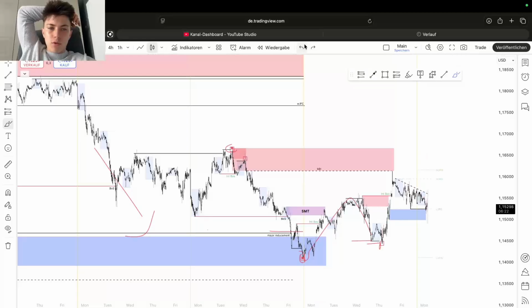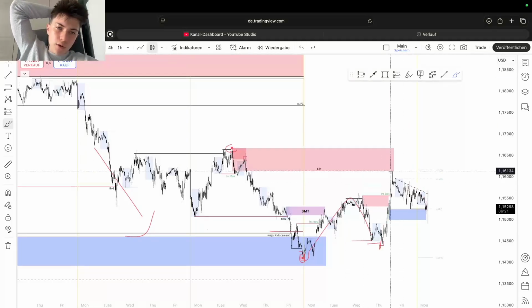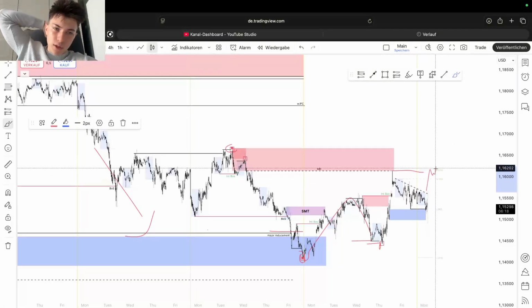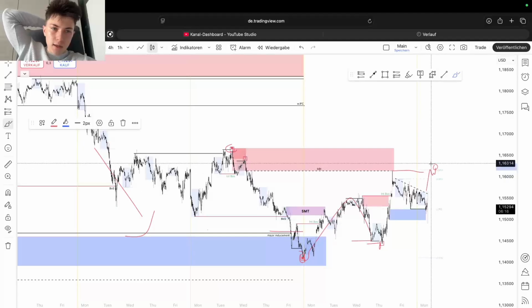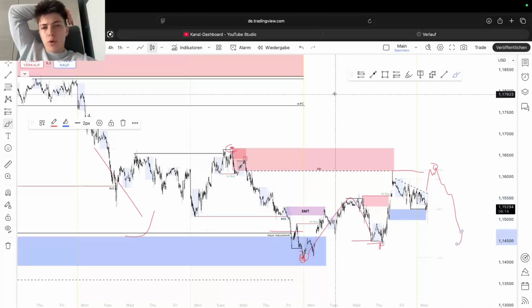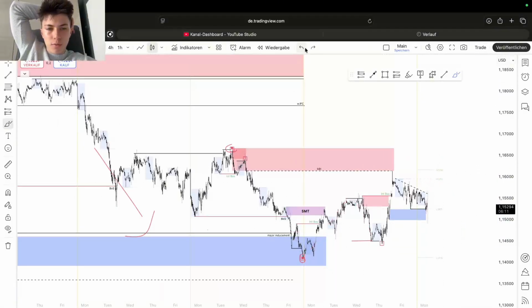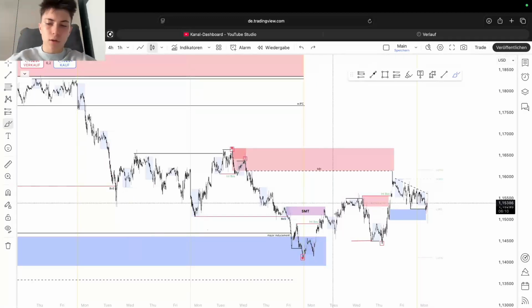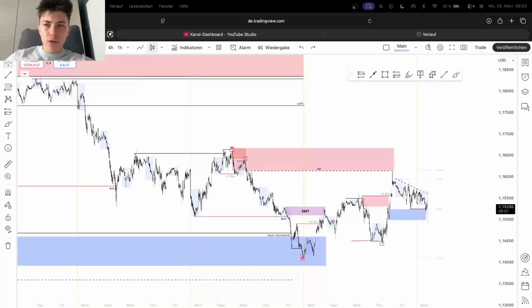Now this is what I'm looking for. If the price would be here, I would look for sells. We would have a pretty nice cycle, inducement, and a follow through. But the price isn't. This is what I'm going to look for. So that's it. Let's go into the session, guys.